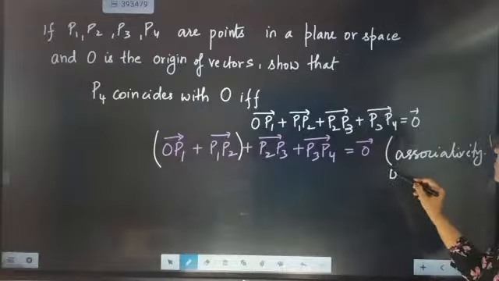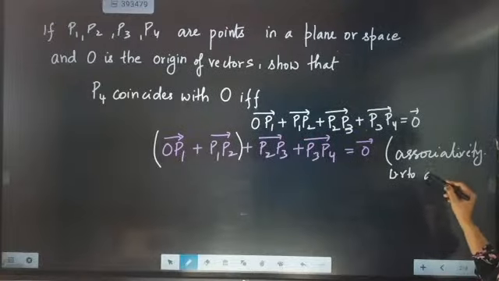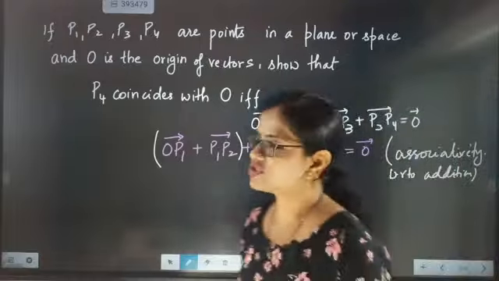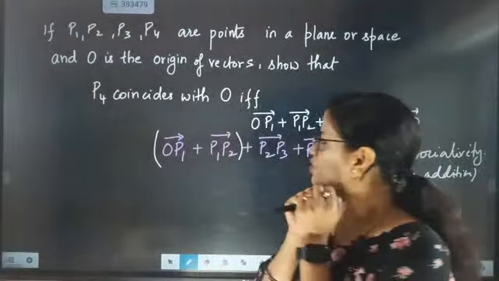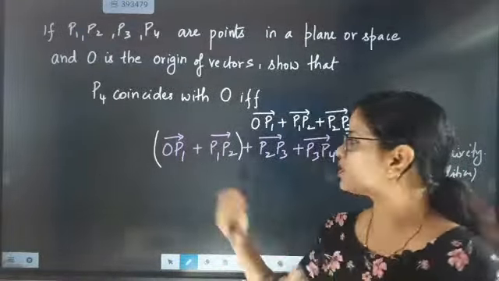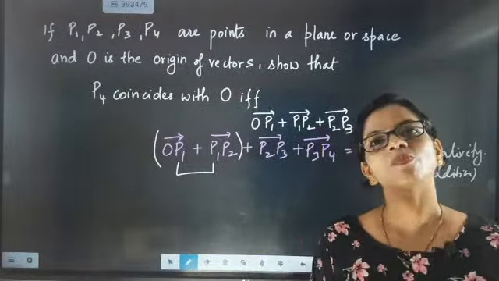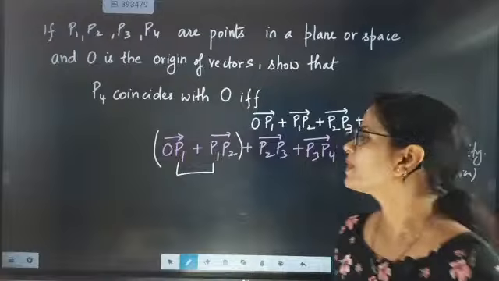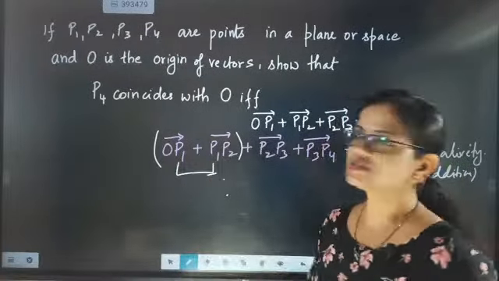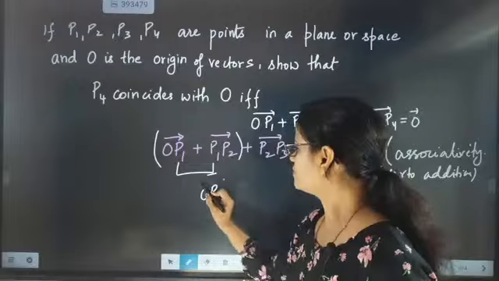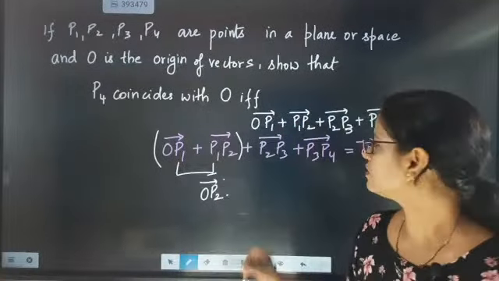Associativity with respect to vector addition. Associativity with respect to addition means I have just added two and one. So now if I am going to add it out, what am I going to get? First, you see P1 and P1 are going to coincide. So by triangle law of vector addition, this and this come out the same. So the resultant will come OP2 by triangle law.